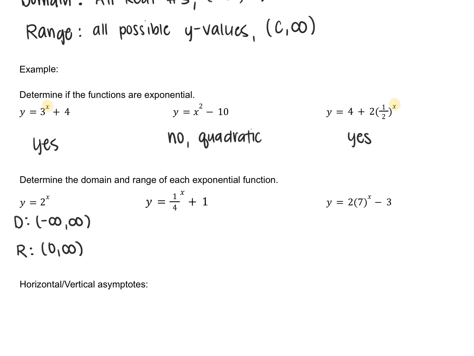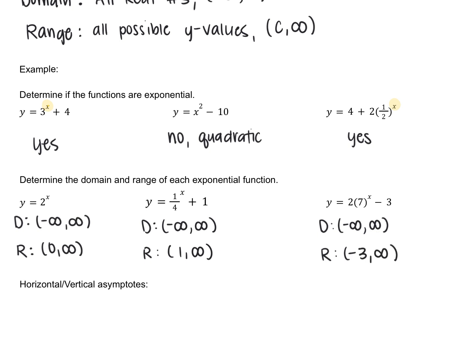Y equals 1/4 to the x plus 1. My domain, -infinity to infinity. For my range, I am adding 1, so my range is from 1 to infinity. And the last one, y equals 2 times 7 to the x minus 3. My domain, negative infinity to infinity. My range, I'm subtracting 3, is from negative 3 to infinity. So again, no need to graph these to determine domain and range. You are always just domain negative infinity to infinity, and then range whatever number is added or subtracted to infinity.